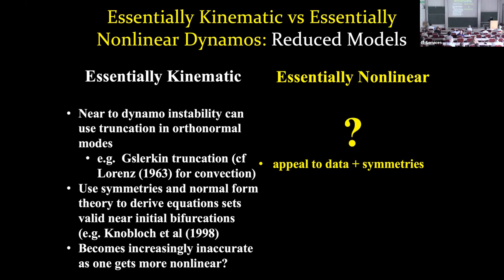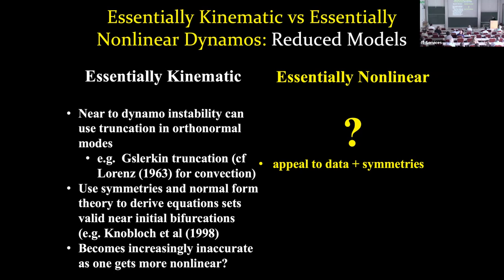Okay, it's well known that as a description of the true PDEs, this becomes increasingly inaccurate as you get more nonlinear. I mean, the Lorenz equations go chaotic way before two-dimensional convection does, for example. So that's something you could look at. There are other things you could do.